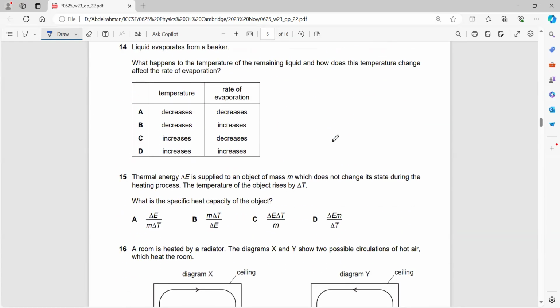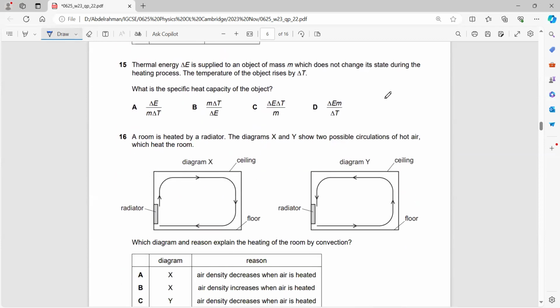Liquid evaporates from a beaker. What happens to the temperature of the remaining liquid, and how does the temperature change affect the rate of evaporation? Temperature decreases and the rate of evaporation also decreases. Thermal energy is supplied. Okay, what is the specific heat capacity? How can I calculate the specific heat capacity? E over m delta T. Yes, E over m delta T.